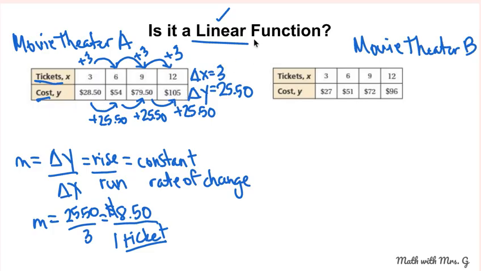And then when I answer the question, is it a function? I would say, well, let me go to every input value, because this is the inputs and this is the outputs.